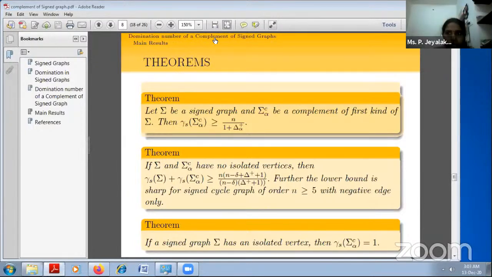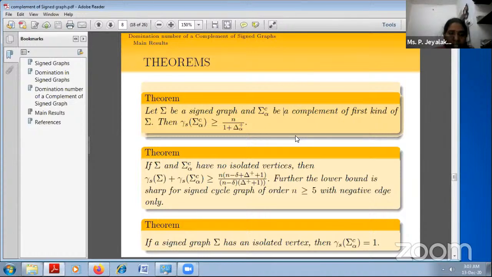Sir. Okay. First theorem is that sigma be a signed graph and sigma alpha complement be the complement of sigma. Then gamma of sigma alpha complement is greater than or equal to n divided by 1 plus delta plus alpha. That means delta plus means the maximum positive degree of sigma alpha complement, that is denoted by delta plus alpha. And next theorem is sigma and sigma alpha complement have no isolated vertices.